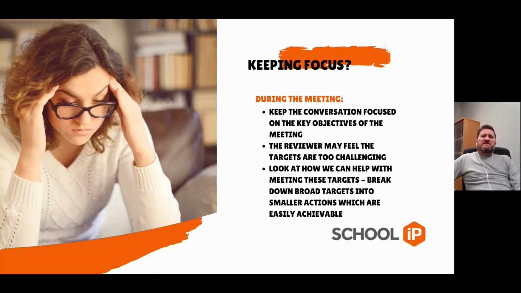It's also important during the meeting to keep focused. Conversations can often go off on a tangent. Keep the conversation focused on the key objectives of the meeting. The reviewee may feel the targets are too challenging. Focus on ways to simplify the objective, and don't dwell on the immovable school targets. Look at how we can help with meeting these targets. Break down broad targets into smaller actions, which are perhaps easily achievable. And encourage and inspire your staff.